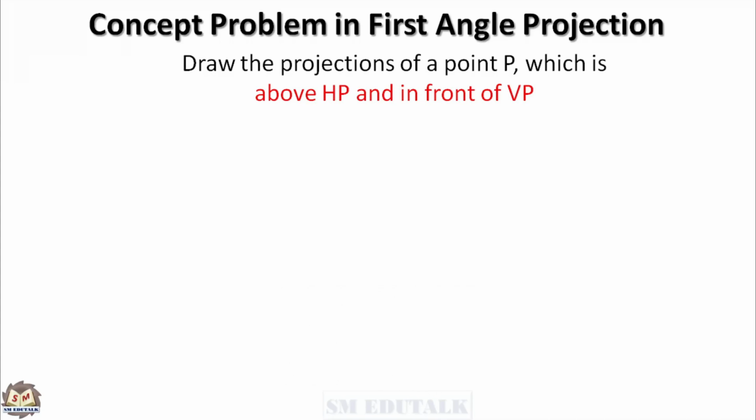In this problem, above HP and in front of VP is the position of the point. It means the point is located in first quadrant. Hence, we have to use first angle projection to draw the front view and top view of the point. Imagination plays a vital role in engineering graphics. Just imagine the point is located in first quadrant. For the sake of understanding, I have visualized that imagination here.